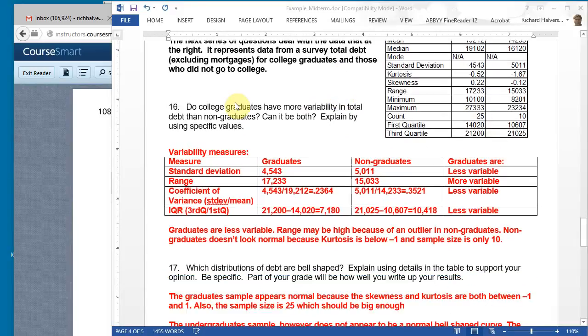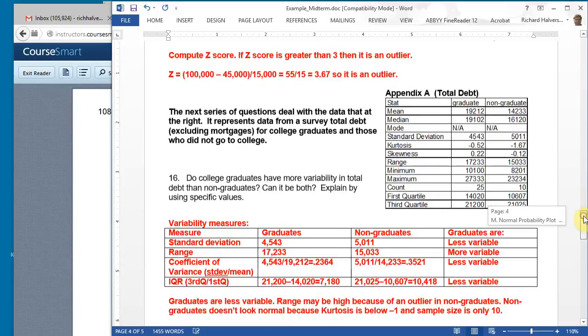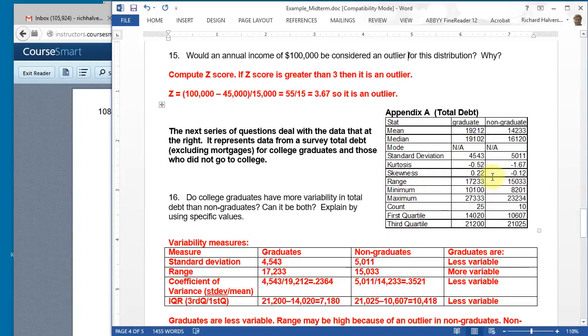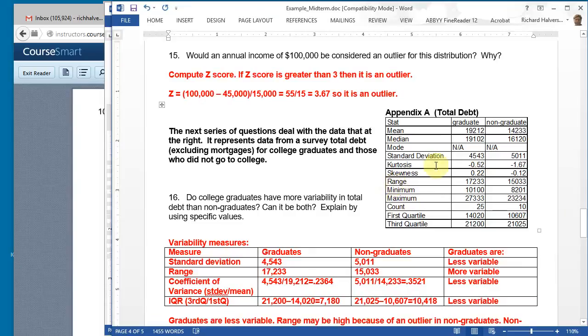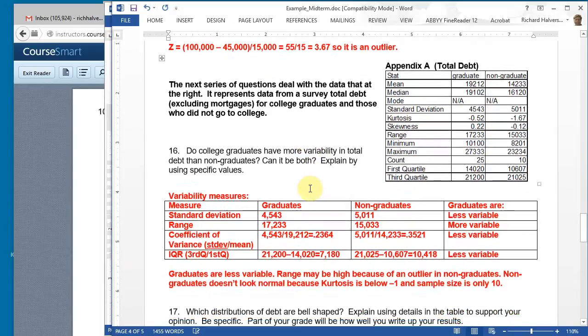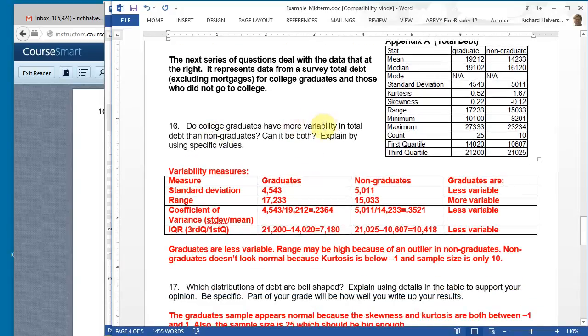We're on problem 16 here, and for this we're going to use this summary table. This is data from a survey of total debt for college graduates, excluding mortgages. Do college graduates have more variability in total debt than non-graduates? Can it be both? Explain using specific values.